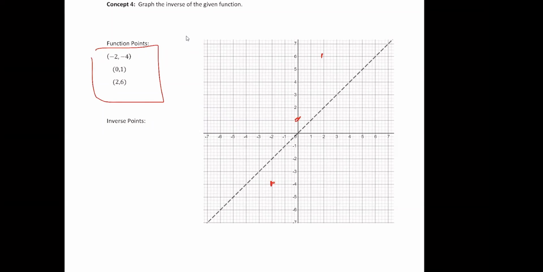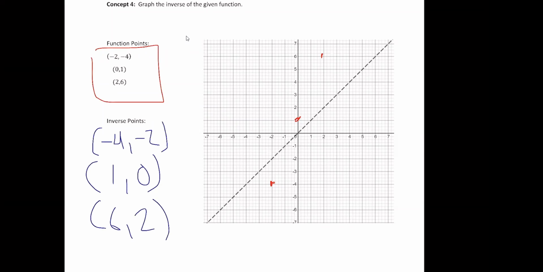Okay, so then we're going to find our inverse points. I'm going to put these in blue. So remember, to find the inverse of points, you just swap them around, like the x and y's trade places. This is what we saw in concept 1. So I'm going to plot these inverse points in blue, just so we can tell them apart. 1, 0 would be here, and 6, 2 would be up here.